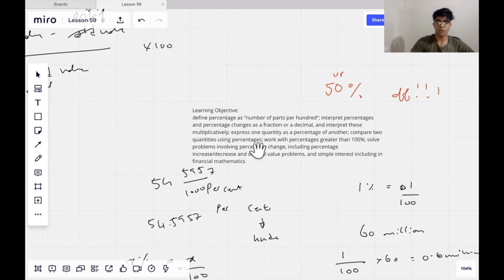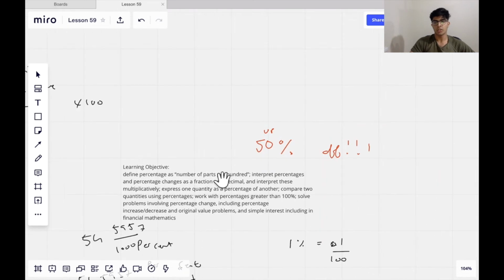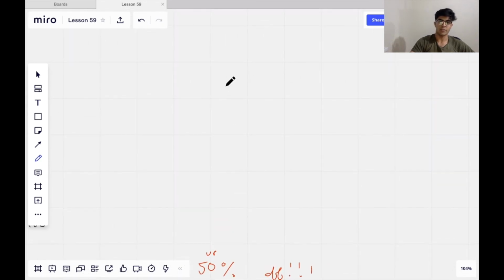So, comparing two quantities using percentages. Say you have value A, which is 2, and value B, which is 7. If you want to compare them, say 2 is the amount of money Joe earns, and 7 is the amount in pounds that Bob earns. If you want to think about Joe's salary compared to Bob's salary, you can say Joe earns 2/7 of what Bob does.